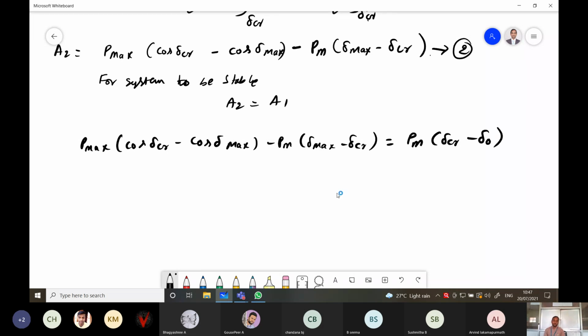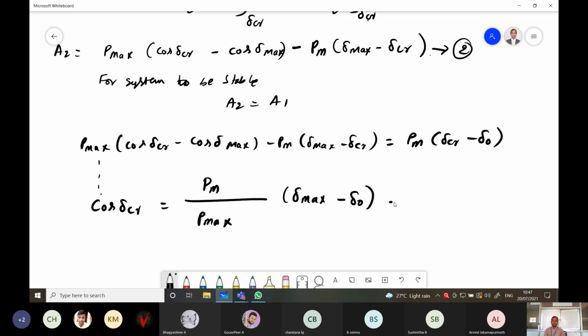Simplify this, I will write directly. I will take cos of delta CR outside. After simplifying, we get the final expression, that is Pm divided by P max, times delta max minus delta naught, plus cos of delta max.